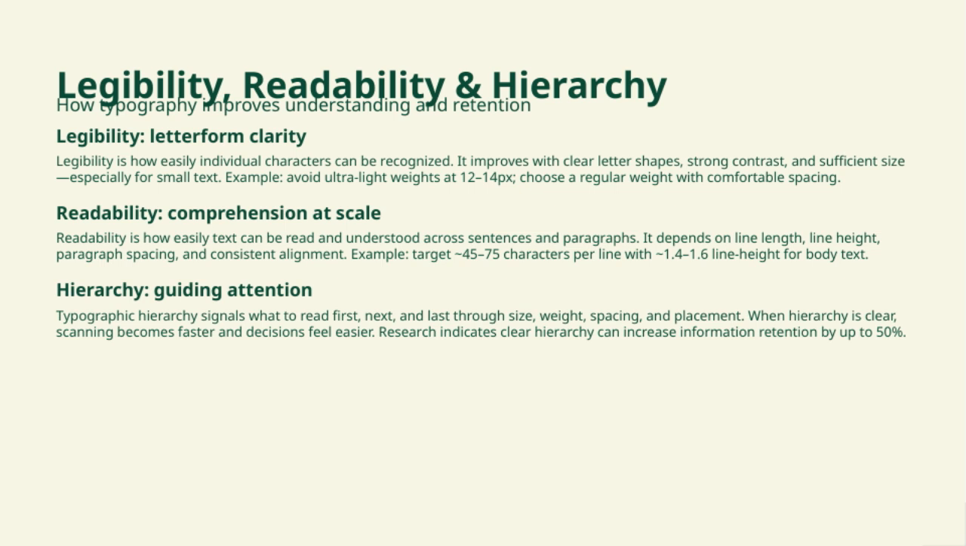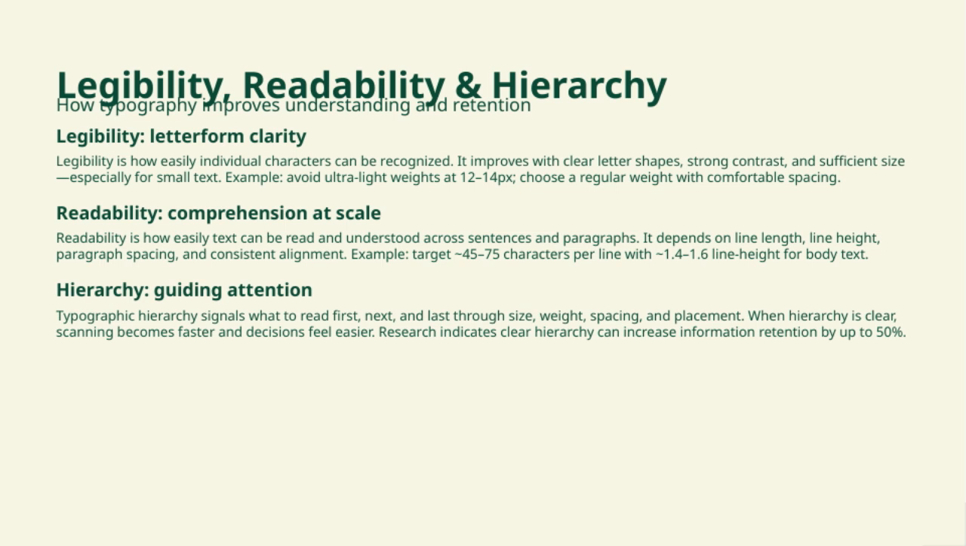Moving on to readability, this relates to how well we can understand the text across sentences and paragraphs. It depends on factors like line length, line height, paragraph spacing, and consistent alignment. A good rule of thumb is to aim for about 45 to 75 characters per line, and a line height of around 1.4 to 1.6 times the font size for body text. These elements help the reader follow along smoothly.